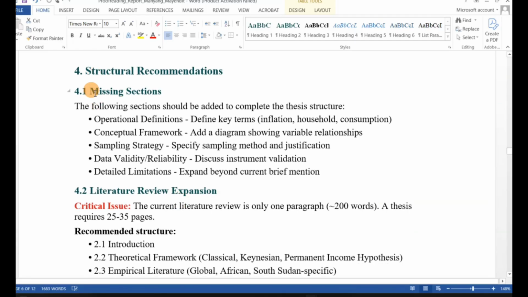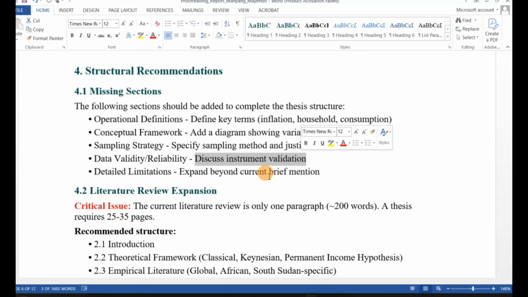So you are missing some sections. Definitions: you need to define inflation, you need to define the household, the consumption. You need to add diagrams. You need to also discuss the instrumental variable. What did you say about the instrumental variables? Last time we talked about them. It's an exogenous variable coming to correct endogeneity when the model suffers from endogeneity. It's a variable which is acting on behalf of another to remove endogeneity.